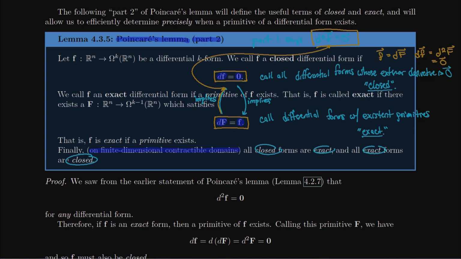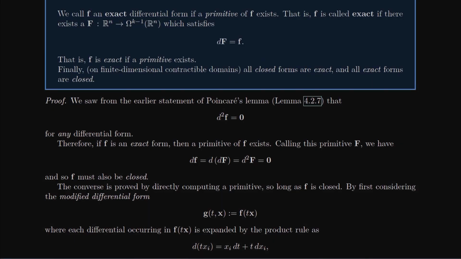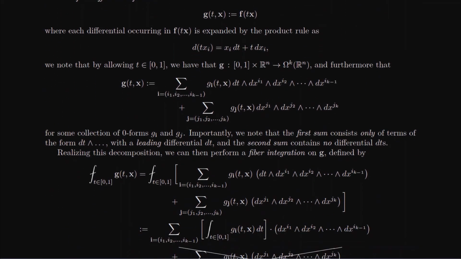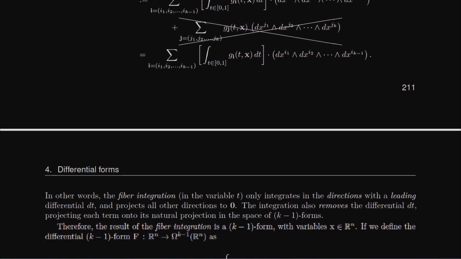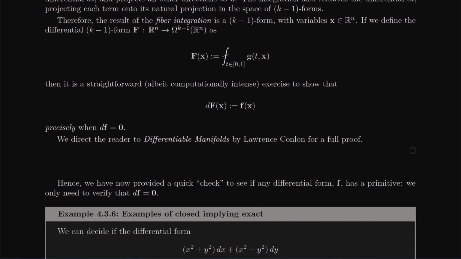So really, the special part about Poincaré's lemma is this downward arrow. We can test whether or not a primitive exists by checking if the exterior derivative is equal to 0. That's what we should take away. We can test if a primitive exists by checking if an exterior derivative is equal to 0.